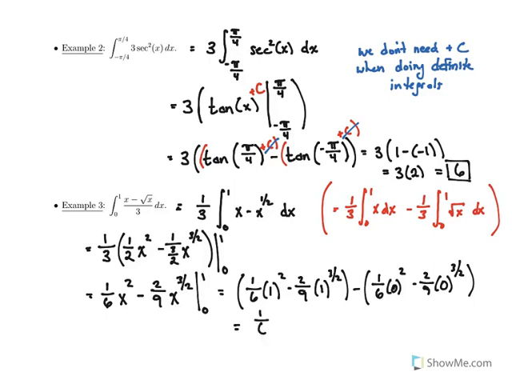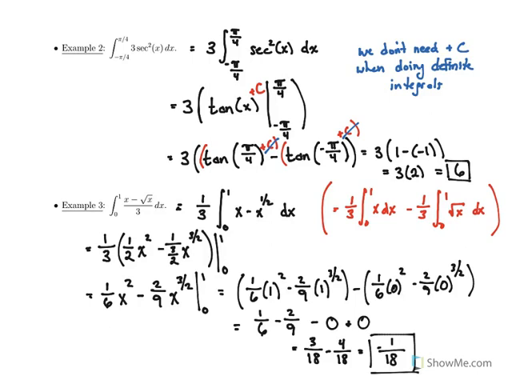1/6 times 1 squared is 1/6. 2/9 times 1 to the 3/2 is 2/9. 1/6 times 0 squared is 0. 2/9 times 0 to the 3/2 is 0. And this is going to be equal to 1/6 minus 2/9. We need to find a common denominator. That's going to be 18 so that we can combine these. 3/18 minus 4/18. This will give us a negative 1/18.